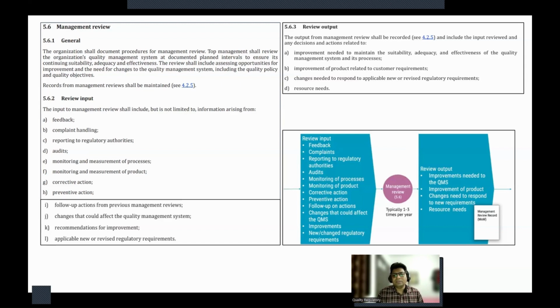So that covers clause 5 or chapter 5 for management responsibility. Okay. So in the next video, we will be talking about the requirement of resources. Okay. So how the resource provisions are done. So those particular things we will be discussing in the next video. Okay. So till then, thanks.